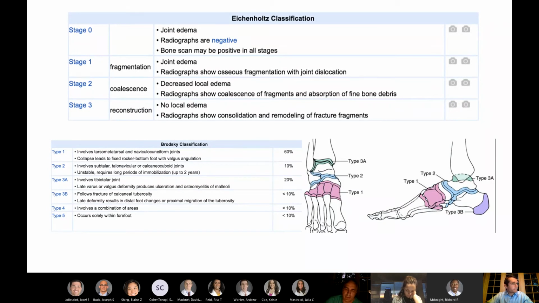And just, when we look at it here, we tend to do beams and bolts for type 1. When you get into the type 2 and type 3, then we tend to do a TTC fusion.